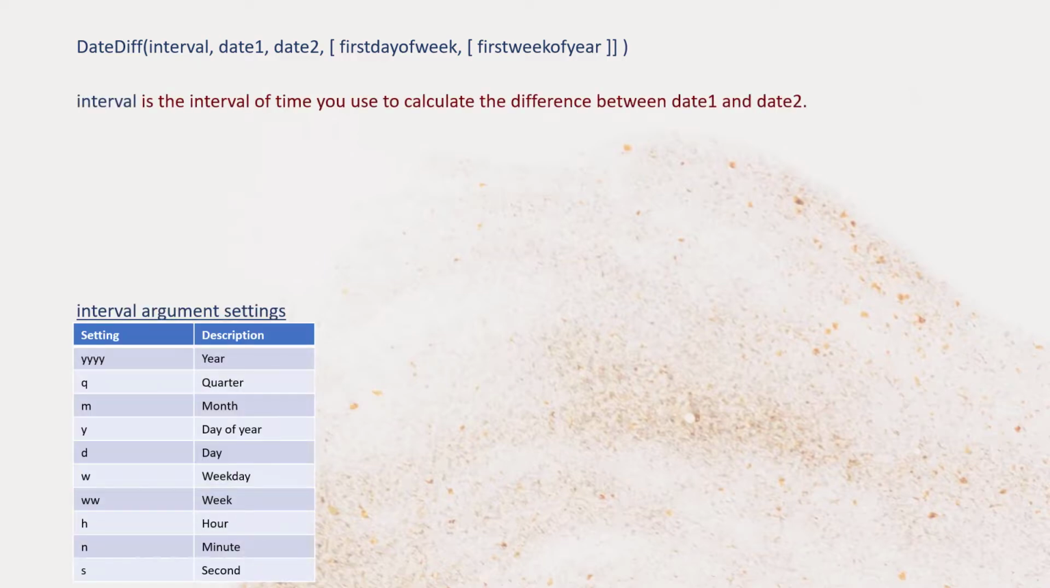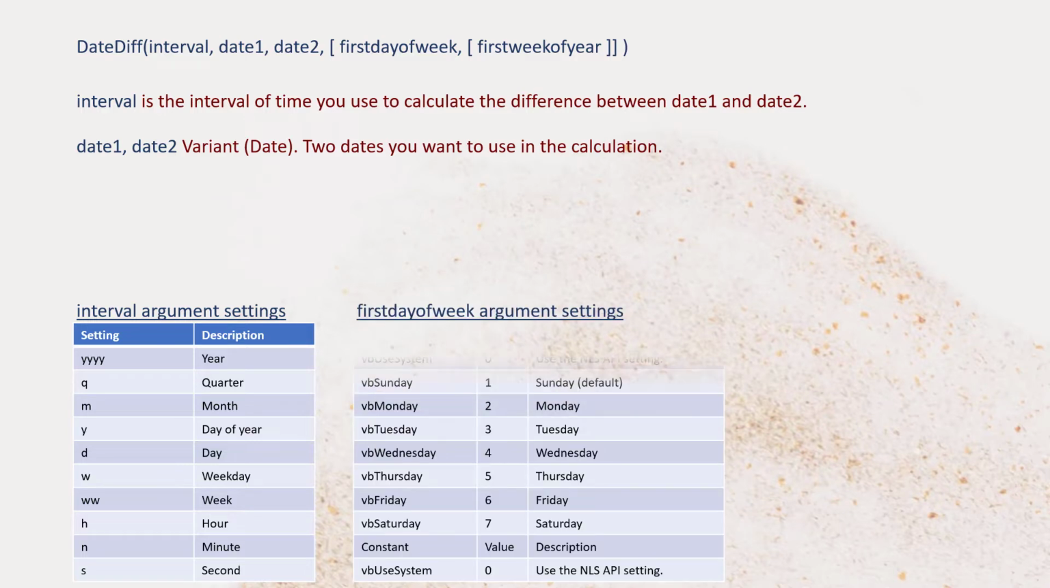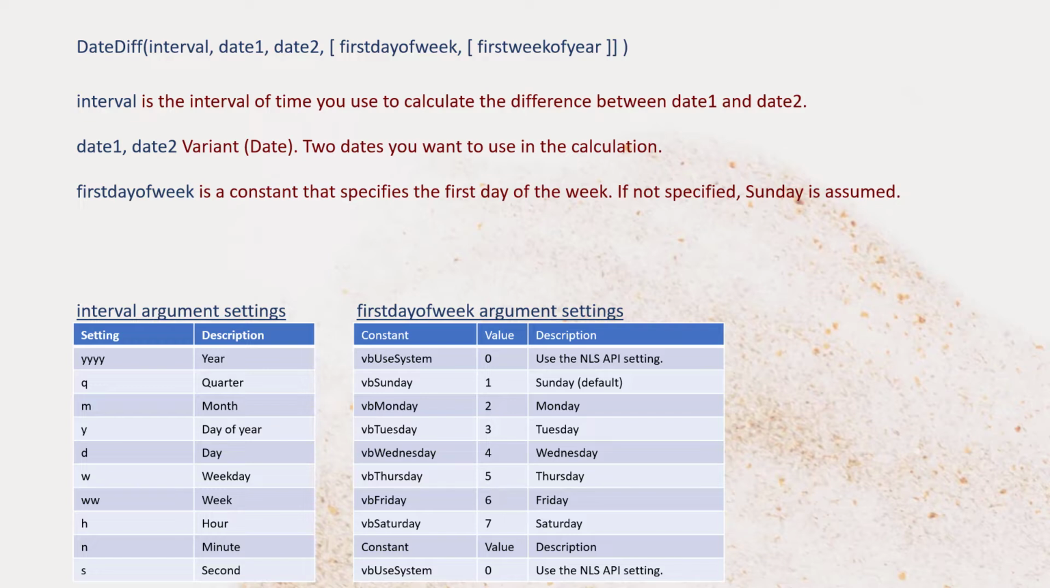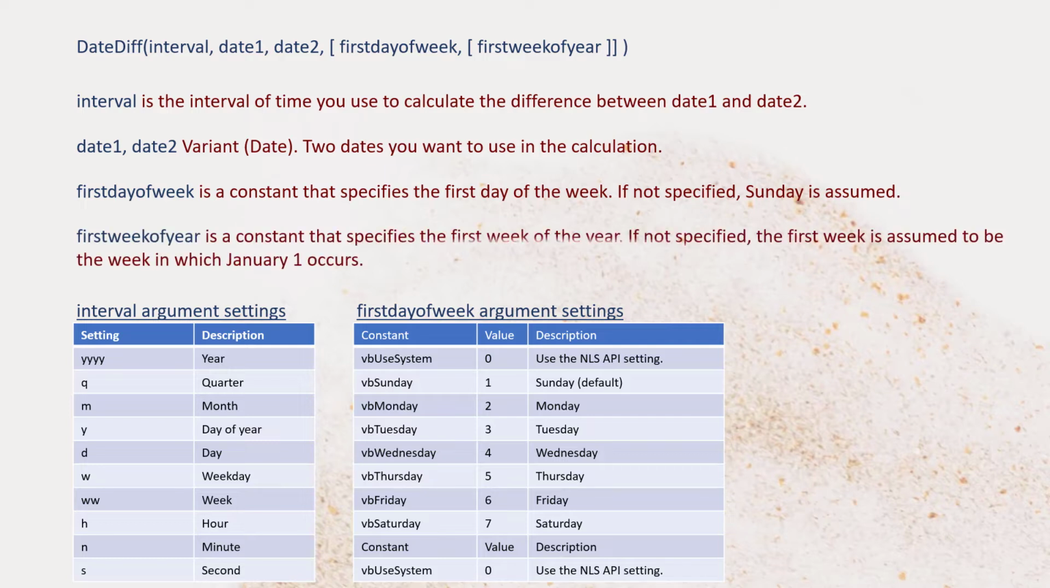The DateDiff function syntax has these named arguments. Interval is the string expression, like we saw for DateAdd, it's the same interval. Date 1 and date 2 are two dates that you want to use in the calculation. The first day of the week is optional. It is a constant that specifies the first day of the week. If it is not specified, then Sunday is assumed as the first day of the week. First week of the year is also optional. It is a constant that specifies the first week of the year. If not specified, the first week is assumed to be the week in which January 1 occurs.